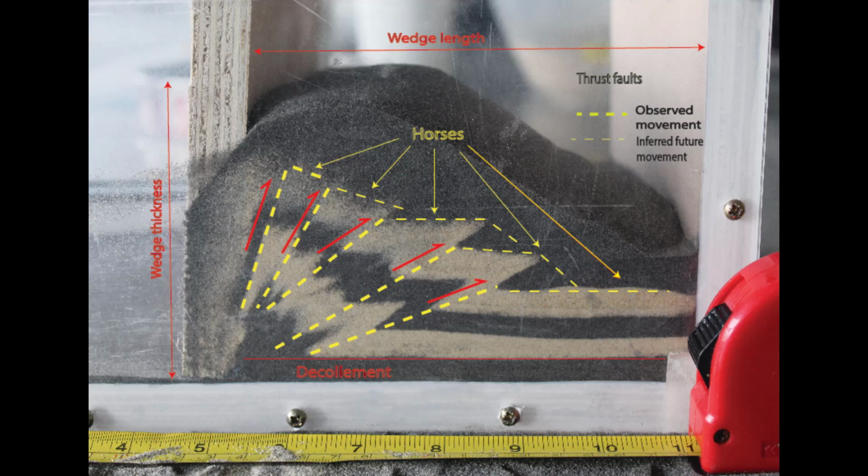This image of the final result shows that the homogeneous sand created brittle thrust faults within the sandbox. The youngest faults propagated at an average angle of 26 degrees, and the maximum total wedge thickness was 8.5 centimeters.